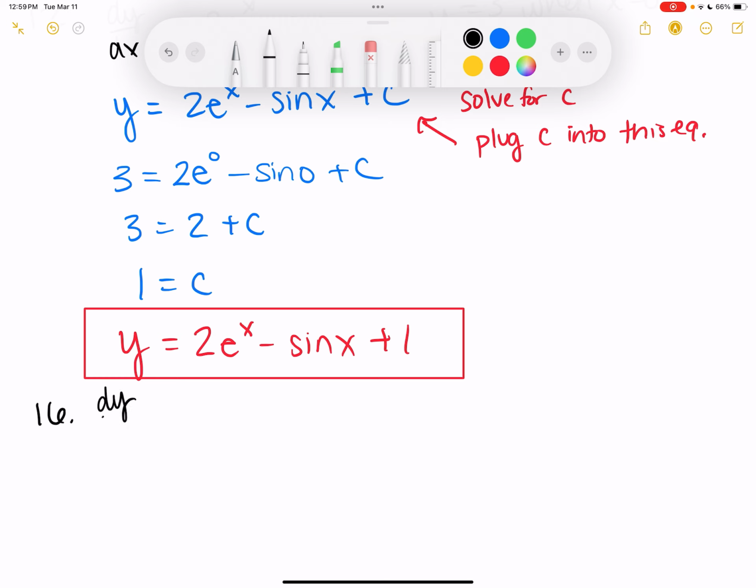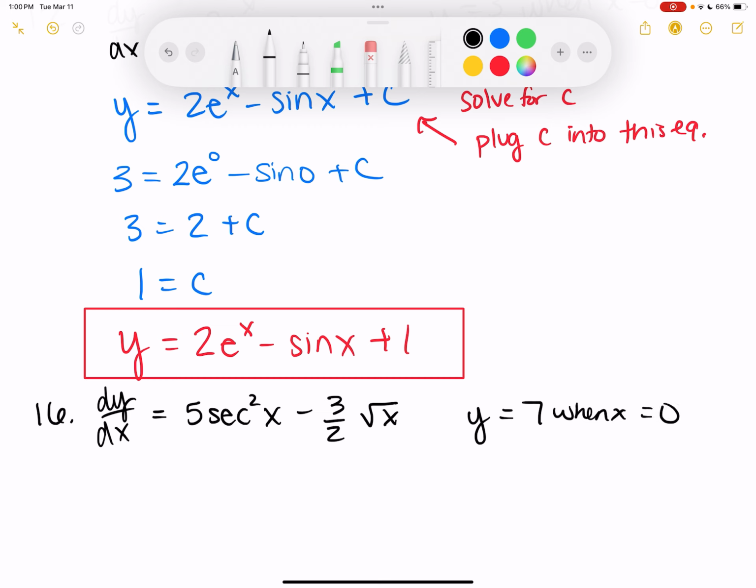dy/dx equals 5 secant squared of x minus 3/2 square root of x. I was about to write second squared. That's embarrassing. y equals 7 when x equals 0. They're being so nice giving us x equals 0. Yeah. A little too nice.